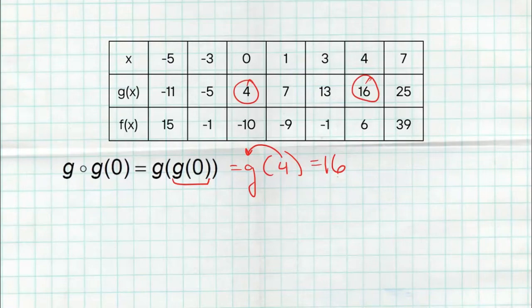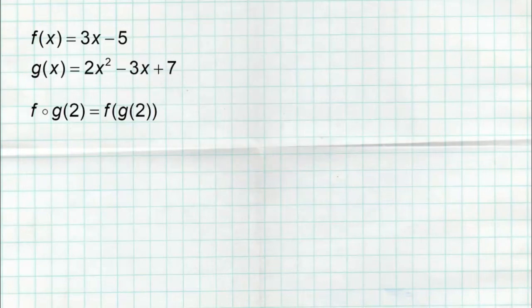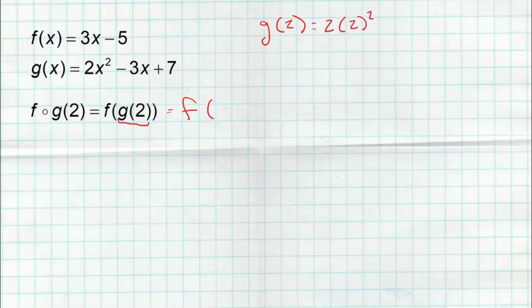All right, now, as opposed to using tables, we could also use actual analytical functions. So here are two functions, f and g. f is a linear function, g is a quadratic function, and let's do f composed of g of 2. The only thing different about these problems from the previous ones with the table is that I'm going to have to do some math work to figure out these values. But always start inside. What is g of 2? I literally have to take 2 and plug it into g. So that's going to be 2 times 2 squared minus 3 times 2 plus 7.